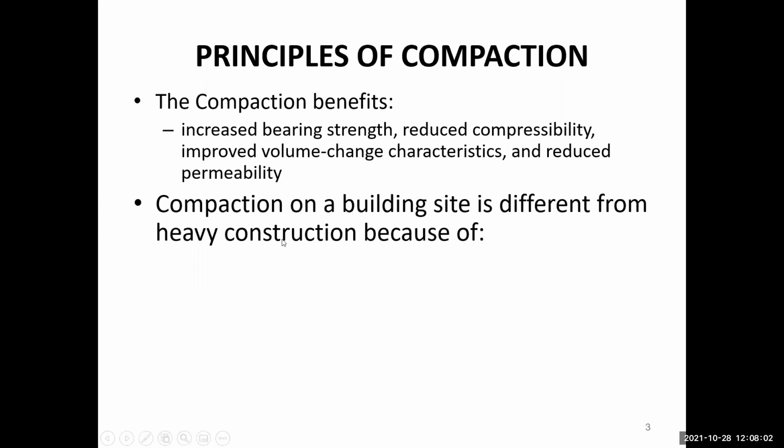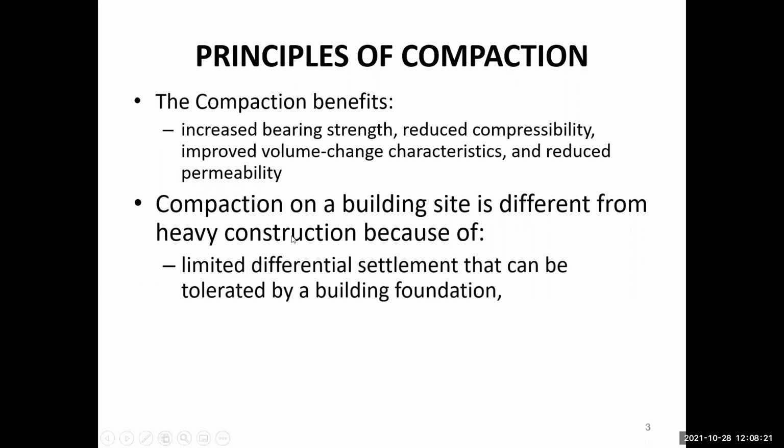So compaction on a building site is different from heavy construction. The compaction is needed in almost all civil engineering construction projects, not only on the building site, but also on the heavy construction projects. But the compaction on the building site is different from the heavy construction because of the limited differential settlement that can be tolerated by a building foundation.